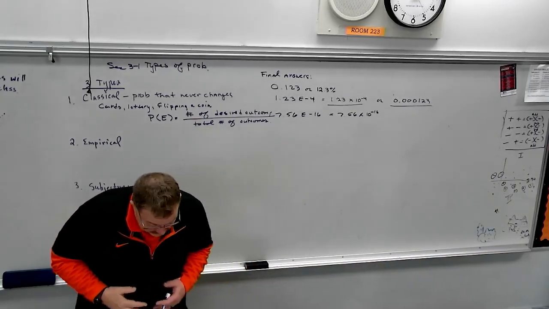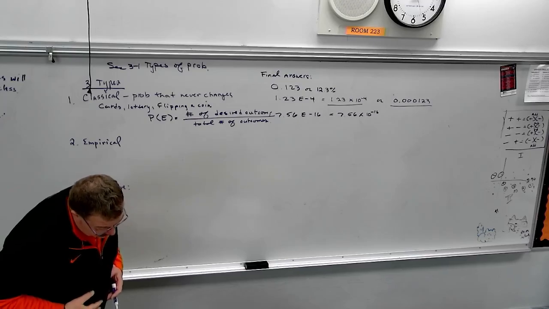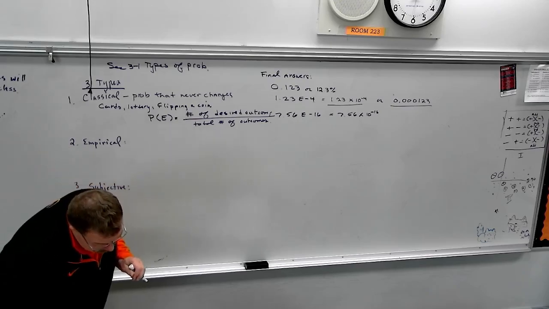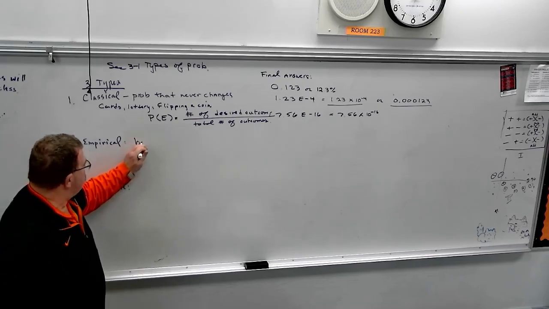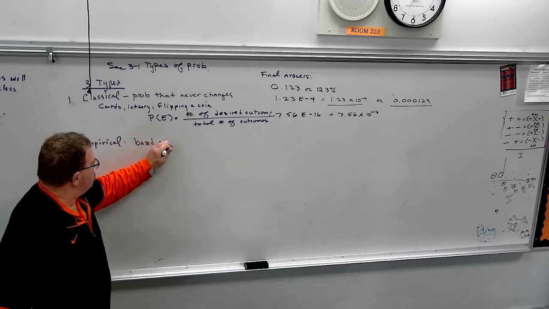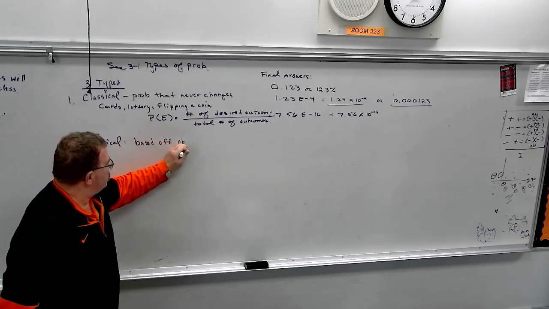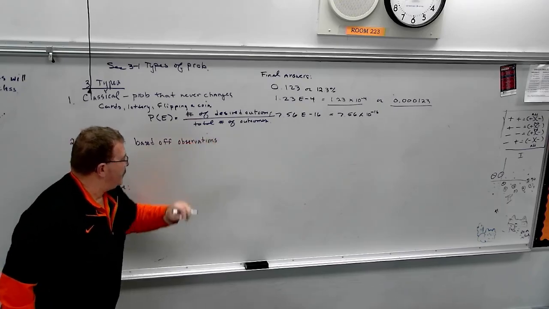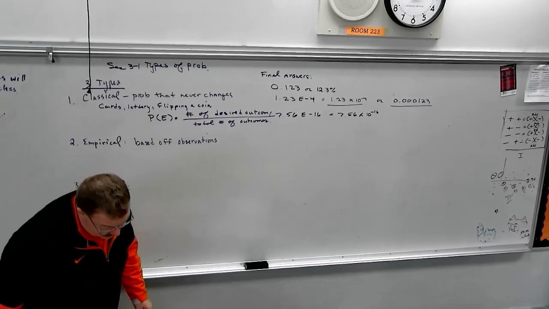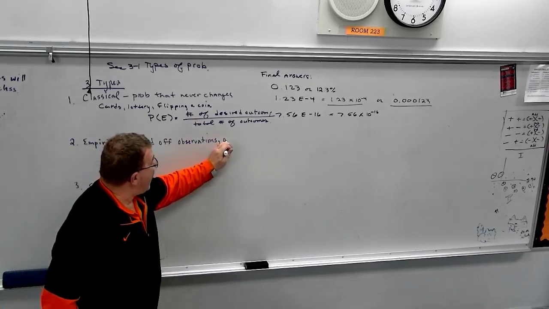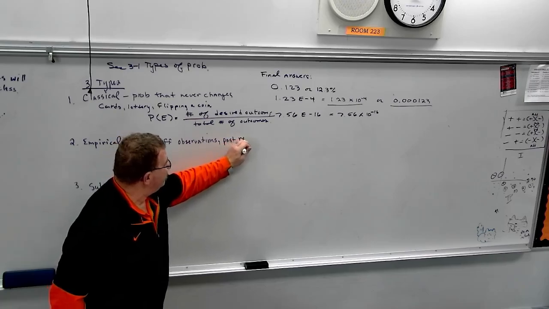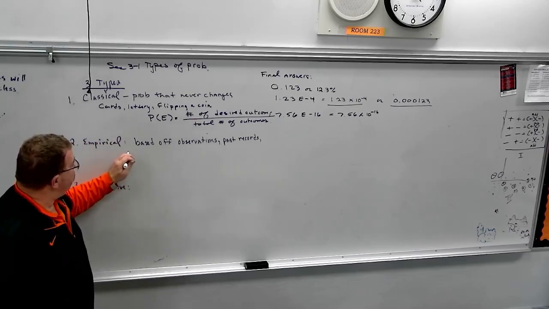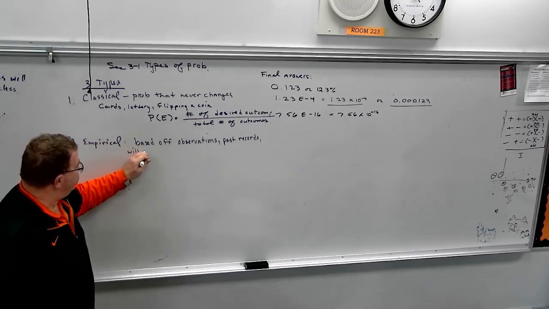Let me give you an example of empirical probability. So empirical probability is probabilities based off of observations, past records. This probability will change.